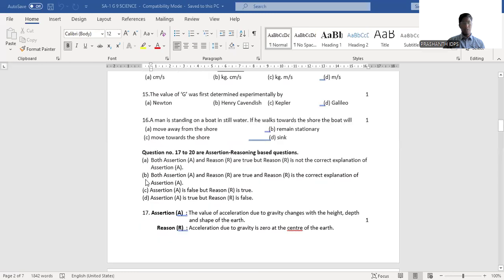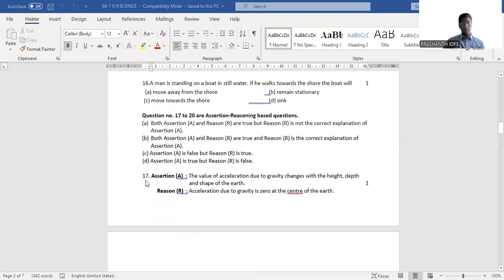Let us discuss the next question: assertion and reasoning type. The value of acceleration due to gravity changes with height, depth, and shape of the earth. Is it correct or wrong? Yes, it is correct. So acceleration depends on the height, depth, and shape of the earth. Now, the reason: acceleration due to gravity is zero at the center of the earth. Yes or no? It is also correct.